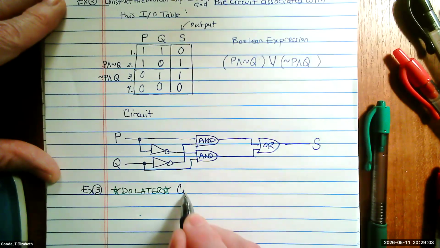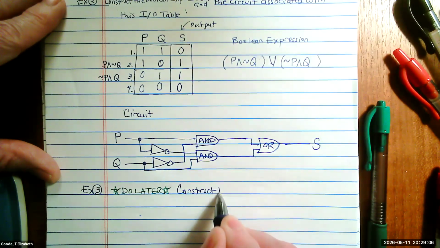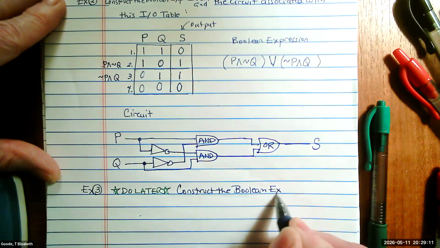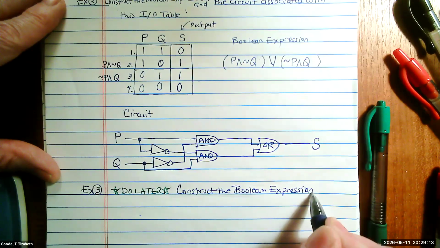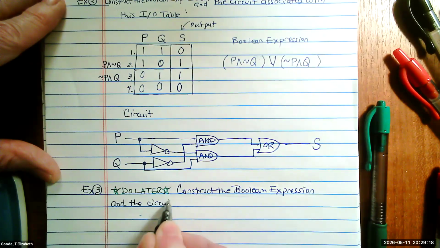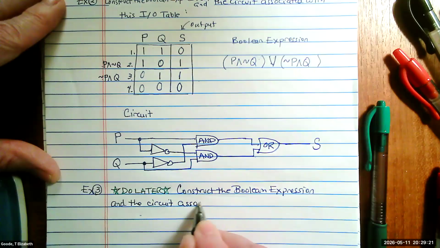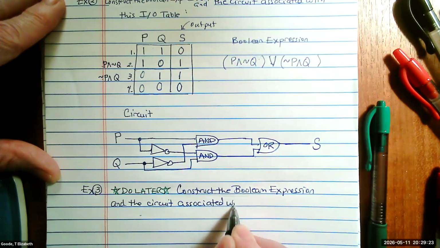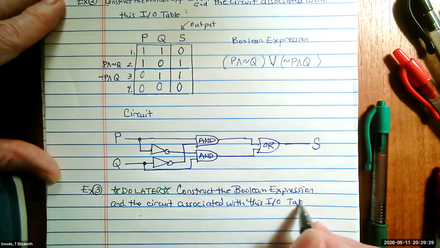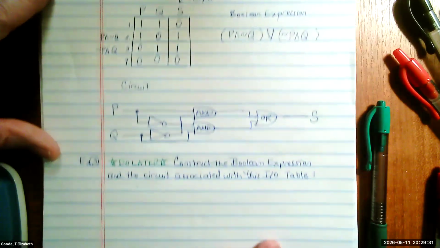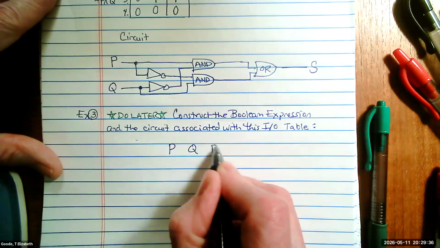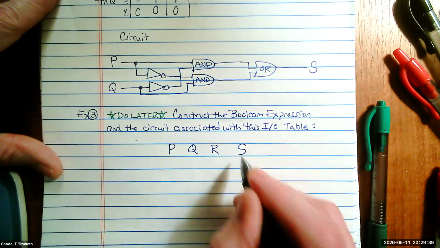So construct the Boolean expression and circuit associated with this IO table. And I'm going to make it with three variables. There's going to be a P, a Q, and an R for inputs. There's always just one output.